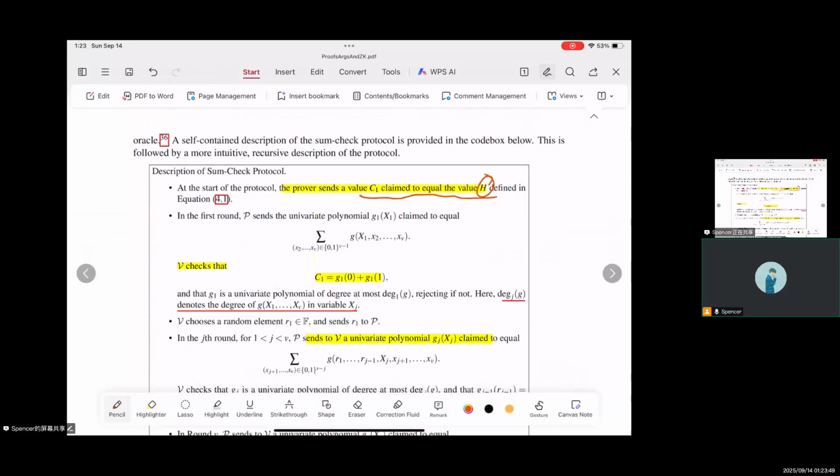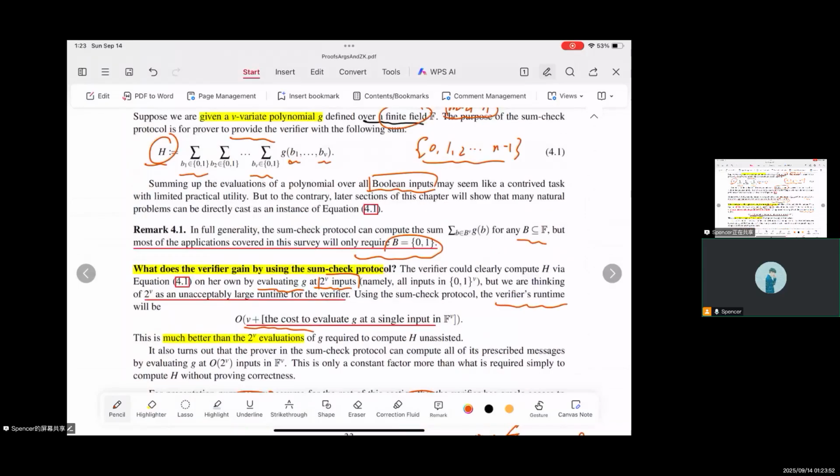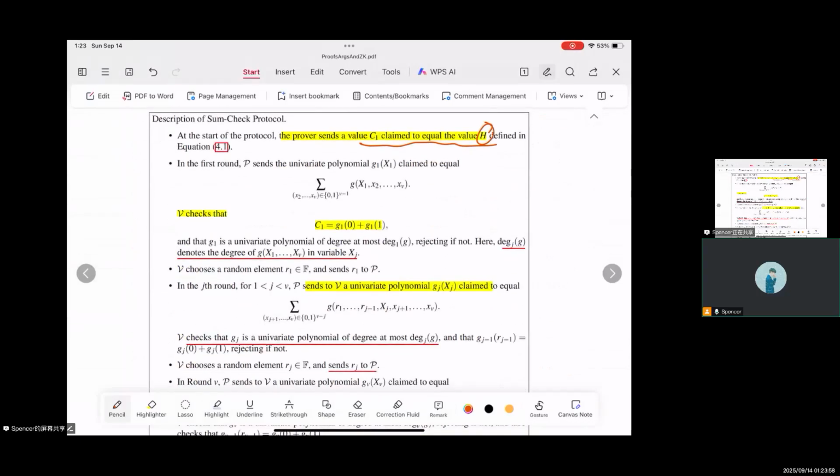In the first round, here is our H, the sum of this polynomial over each variable. In the first round, P sends the univariate polynomial g1(x1). So in the first round, P claims that g1(x1) should be equal to this sum.